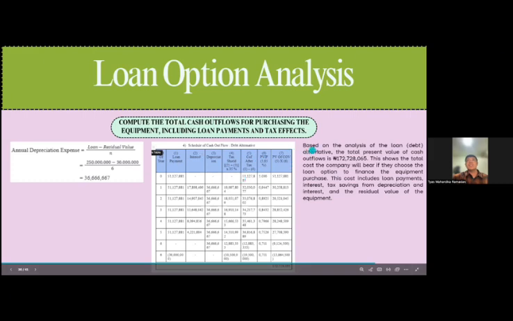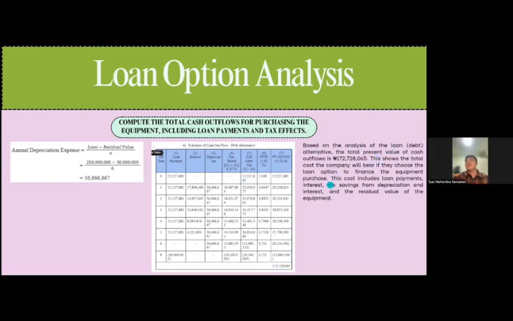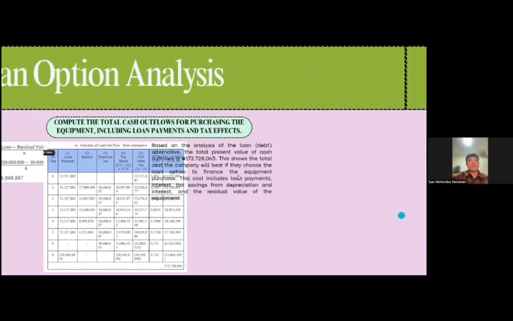The conclusion is based on the analysis of the loan debt alternatives. The total present value of cash outflow is 172 million. This shows the total cost the company will bear if they choose the loan option to finance the equipment purchase. This cost includes loan payment, interest, tax savings from depreciation and interest, and the residual value of equipment.